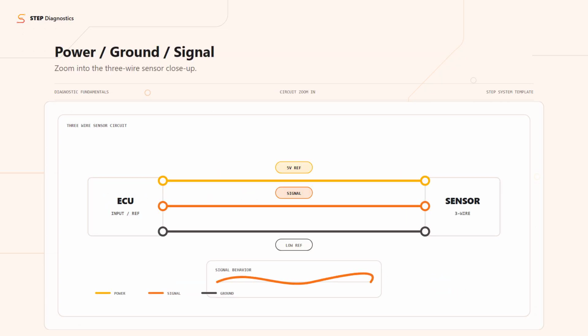Now zoom into the circuit. Power supply, sensor ground, and signal voltage are separate checks, even though they work together. This close-up keeps the focus on pins, probe points, and what each wire is supposed to prove.